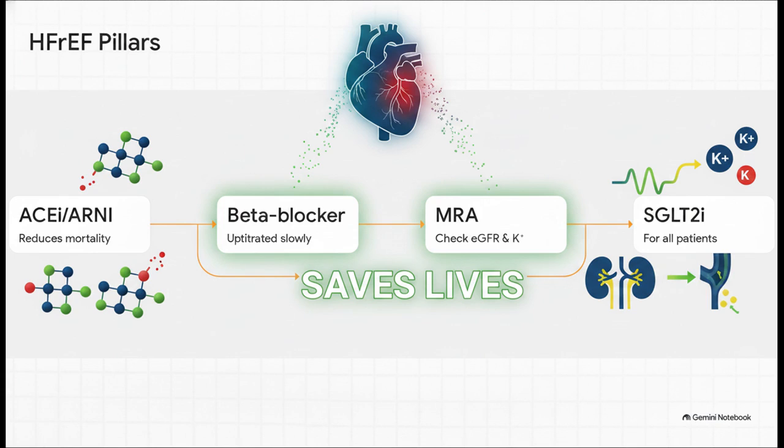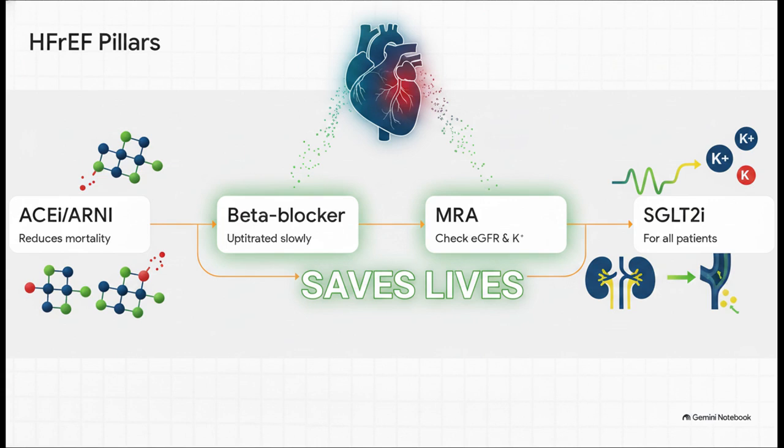They literally save lives. Pillar 1, an ACE inhibitor, ARB, or an ARNI like sacubitril/valsartan, which is honestly preferred if the patient is stable. Pillar 2, a beta blocker like bisoprolol or carvedilol, which must be up-titrated super slowly. Pillar 3, an MRA like spironolactone, but check those labs first. You have to ensure their eGFR is over 30 and their potassium is safely below 5.0. And finally, Pillar 4, the SGLT2 inhibitors like dapagliflozin or empagliflozin, and you give these regardless of whether the patient has diabetes or not.